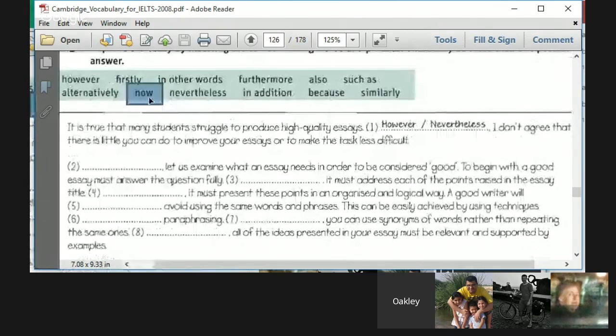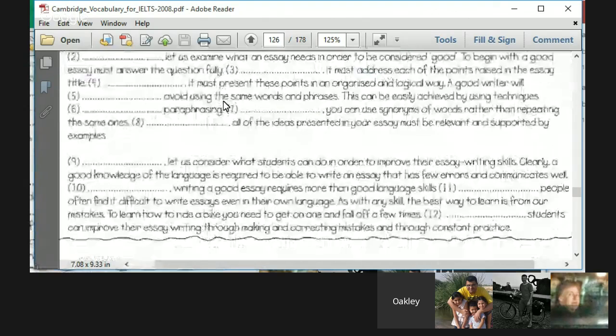However's perfect. Is there anything else that would fit here? Maybe nevertheless. Would nevertheless fit? Nevertheless, writing a good essay requires, yes, it would, I think. Michael, however, or nevertheless, writing a good essay requires more than good language skills. Blank. People often find it difficult to write essays, even in their own language.